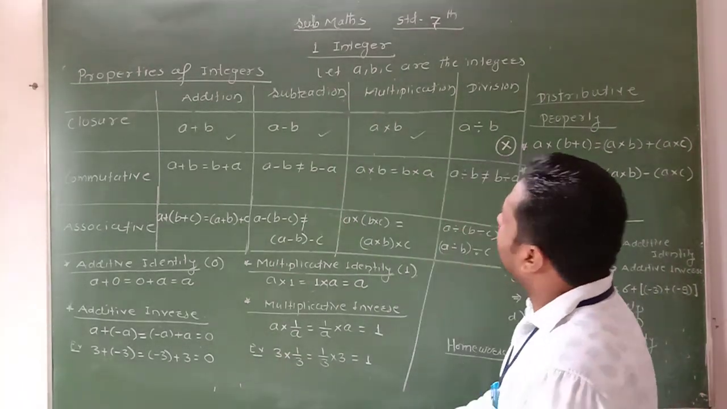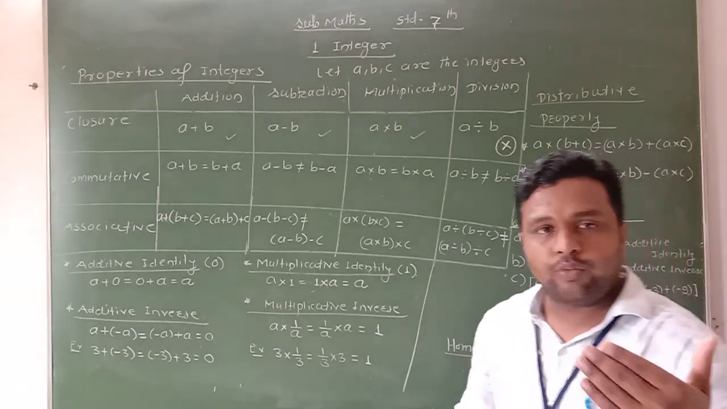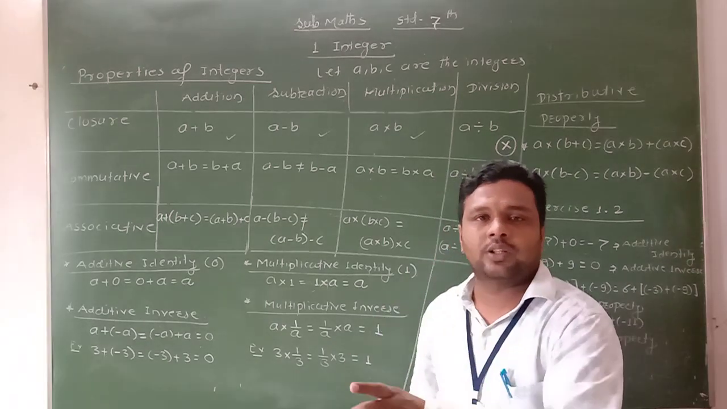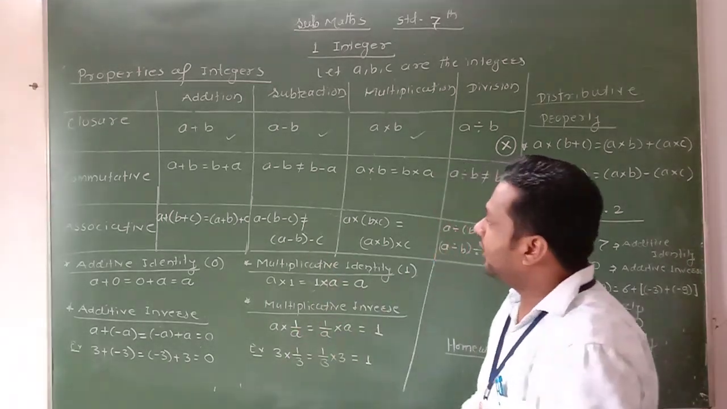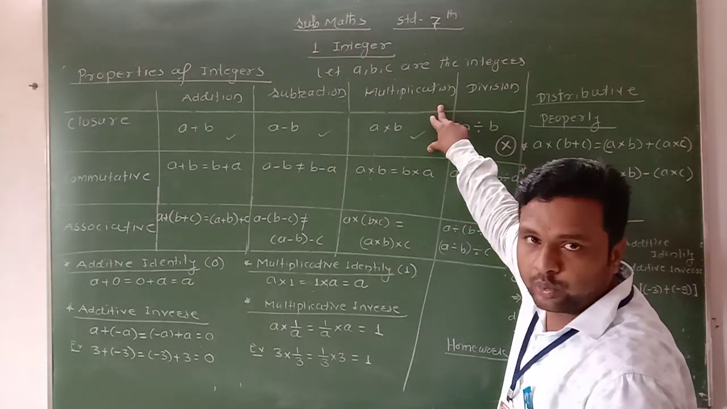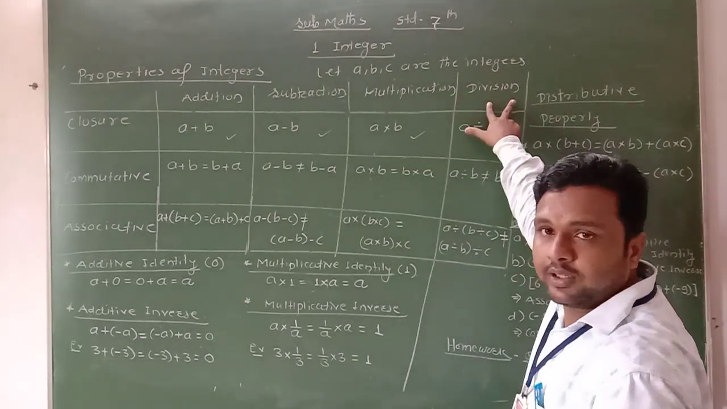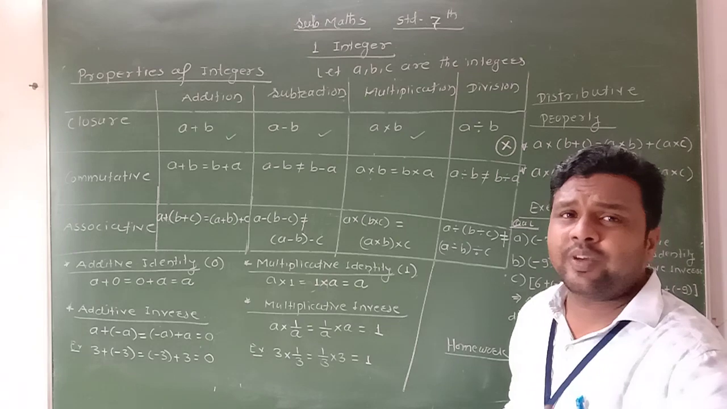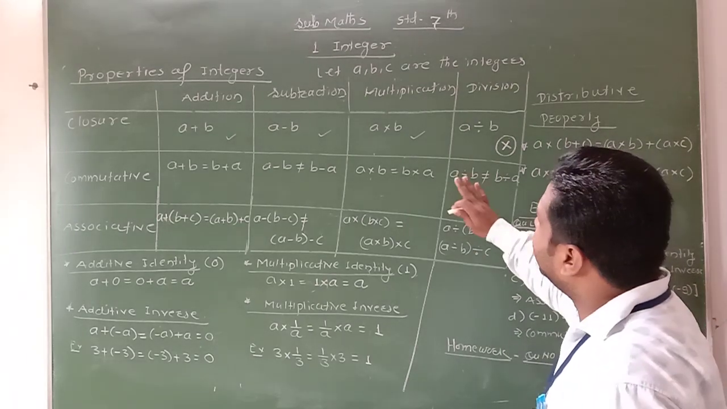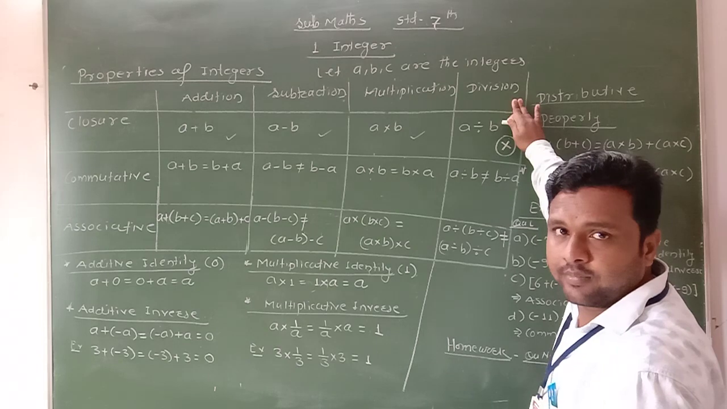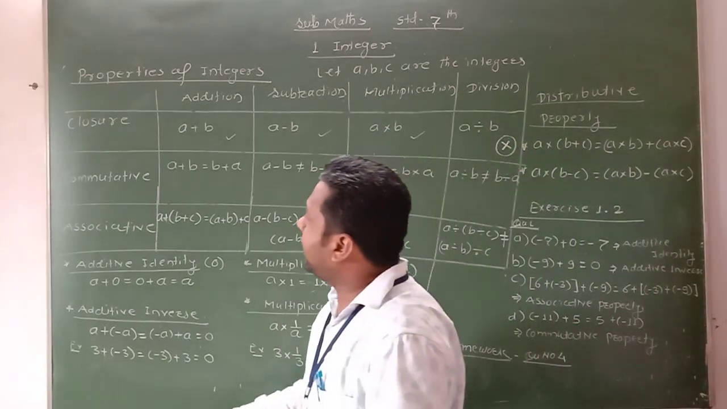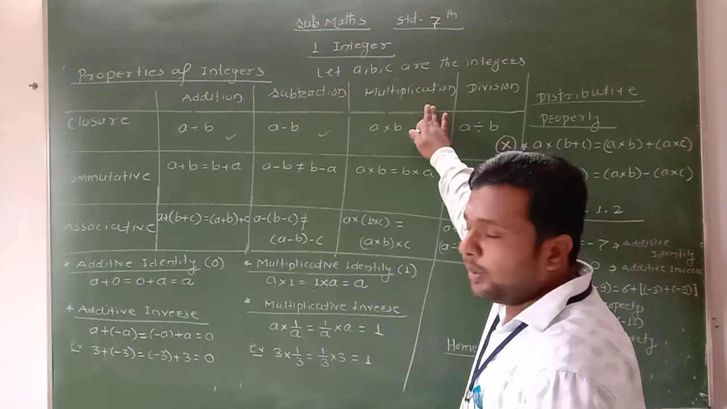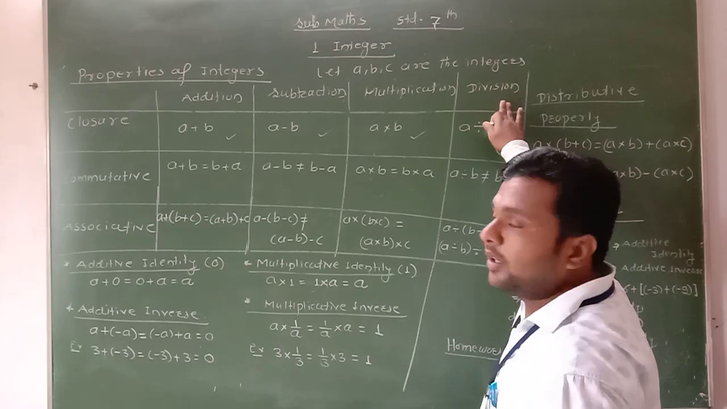Similarly, closure property for multiplication: if we do the multiplication of two integers, for example, 3 into 4, we will get 12. This is also an integer. Therefore, it is closed under multiplication also. But for division, if we do the division of two integers, it is not necessary to always get an integer. Therefore, it is not closed under division. Clear students? So closure property is valid for addition, subtraction and multiplication, but it is not valid under division.